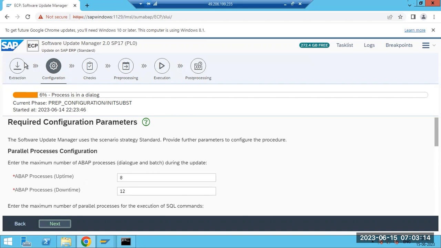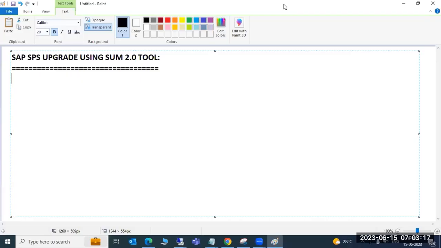Yesterday we completed the extraction phase. These are the phases in the SUM tool. After that we selected the scenario selection; yesterday we discussed it. There are three types of scenario selection: single, standard, and advanced. In single, there is no shadow system. In standard or advanced, a shadow system will be created. We know what a shadow system is, right?